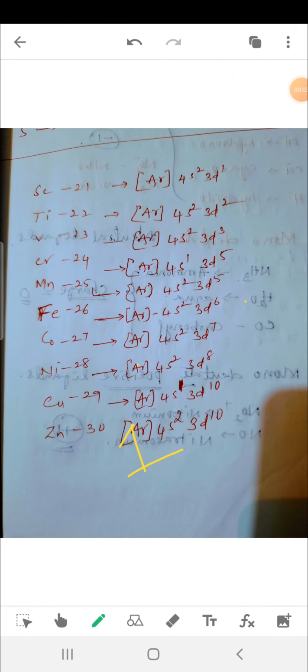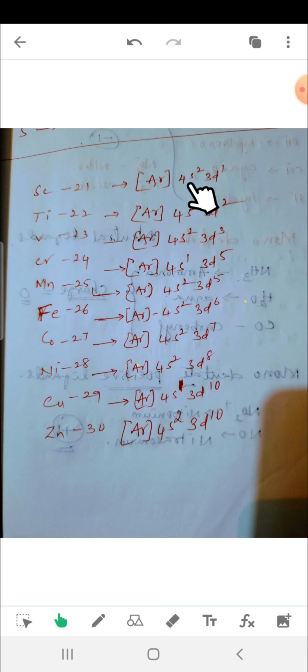We are going to learn today about the EAN rule, the Effective Atomic Number rule. Before going to that one, we discussed the electronic configuration of atomic numbers 21 to 30. Here the elements you have to remember: scandium 21, titanium, vanadium, chromium, manganese, iron, cobalt, nickel, copper, zinc.